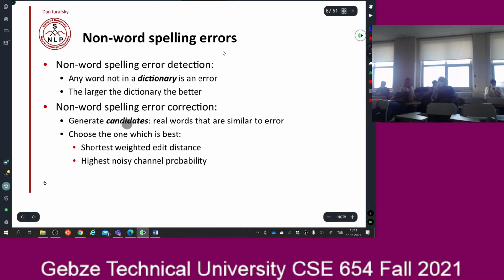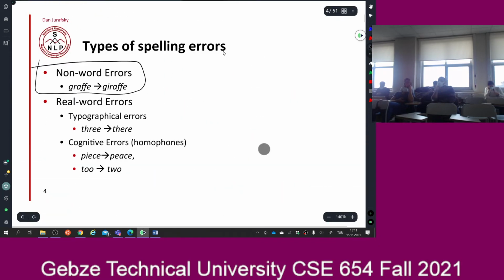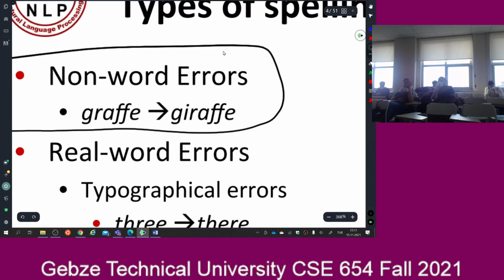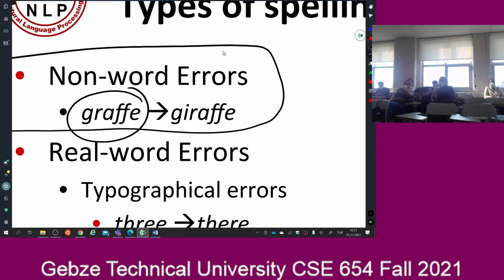How do I generate the candidates? Shortest weighted edit distance. So that's what I do. If somebody had written this, then I scan the whole English dictionary to find the closest words in terms of edit distance, and I say, okay, these are one-step edit distances to you. Which one do you want to change it to? But isn't that extremely inefficient?